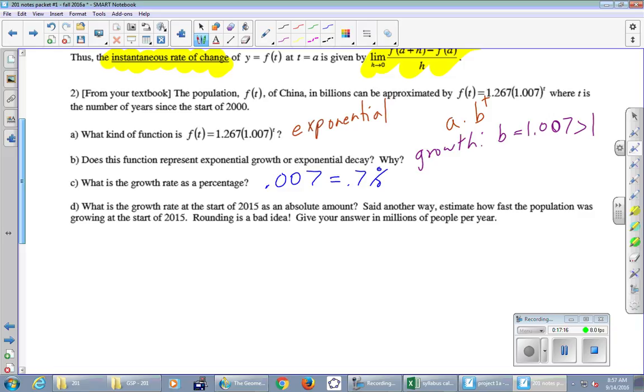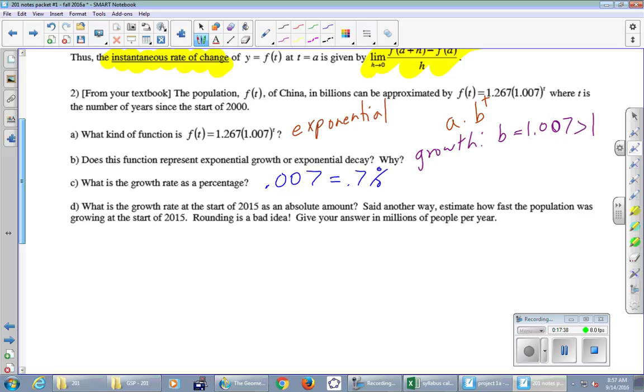Now we answer the harder question. Part D: what is the growth rate at the start of 2015 as an absolute amount? Said another way, estimate how fast the population was growing at the start of 2015. But the growth rate is constant. It is 0.7%. But the number of people that you gain every year is changing, right?